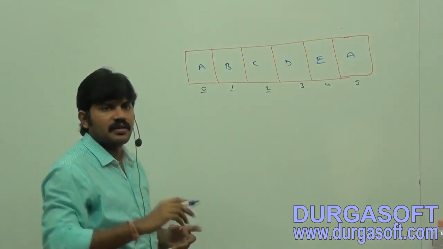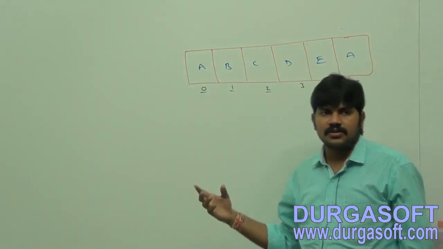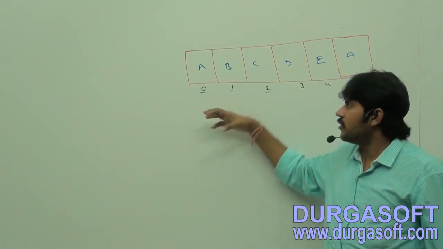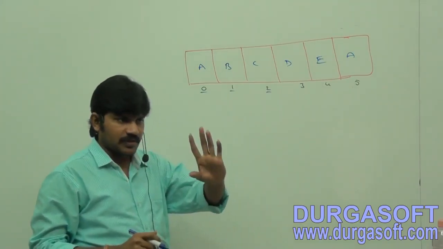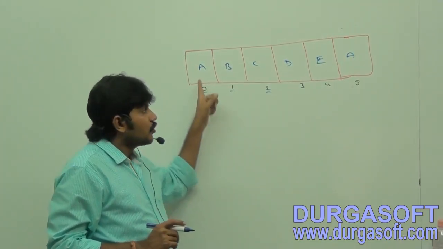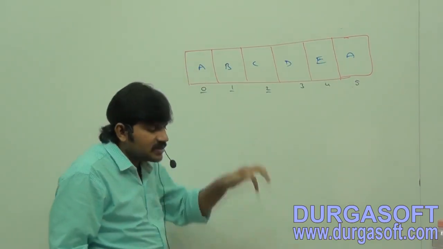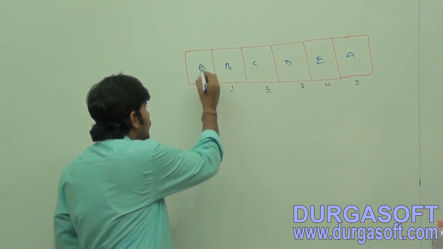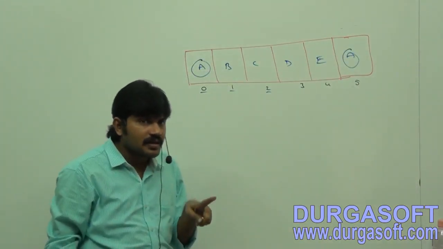First inserted element, where is it located? 0th index. Second inserted element, where is it located? In the 1st index, right? So insertion order is preserved with respect to the index. Second point here, make sure you people have clarity. Duplicates are allowed or not allowed? Yes. Sir, how many A's are there? 2. Here is one A and here is one A. But how can you differentiate these A's?